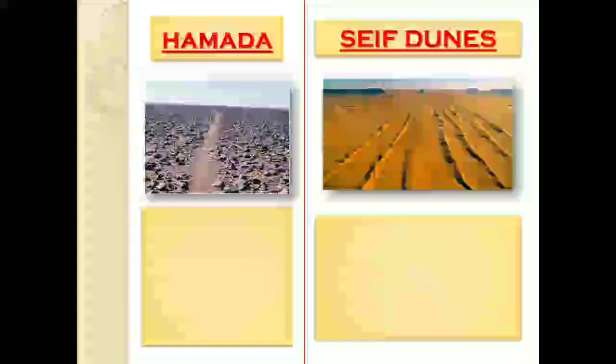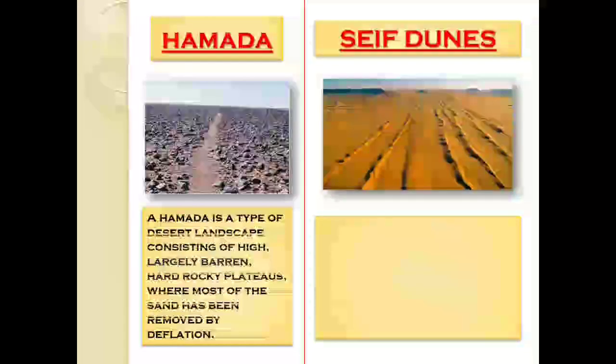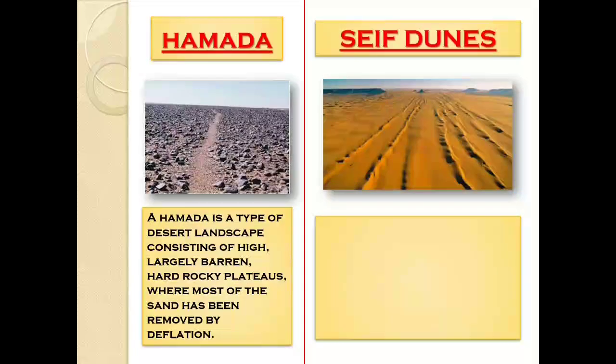Next is Hamada. You can see a picture of Hamada. A Hamada is a type of desert landscape consisting of high, largely barren, hard rocky plateaus where most of the sand has been removed by deflation.